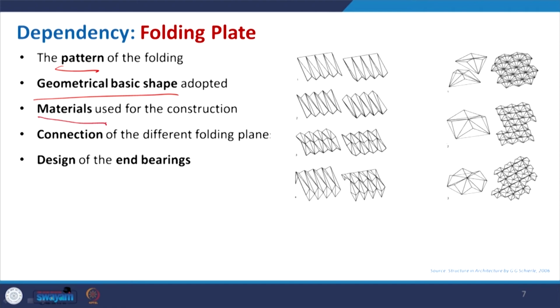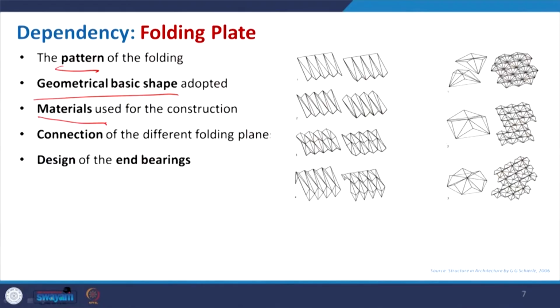The material definitely plays an important role in deciding the shape and pattern, because structural safety is one concern, and for that it may be concrete, timber, plastic, or glass. Some corrugated sheets are also made with this pattern. So, the material used for the construction will affect the decision on the type of folded plate that is taken. The connection of the different folding planes is another important thing.